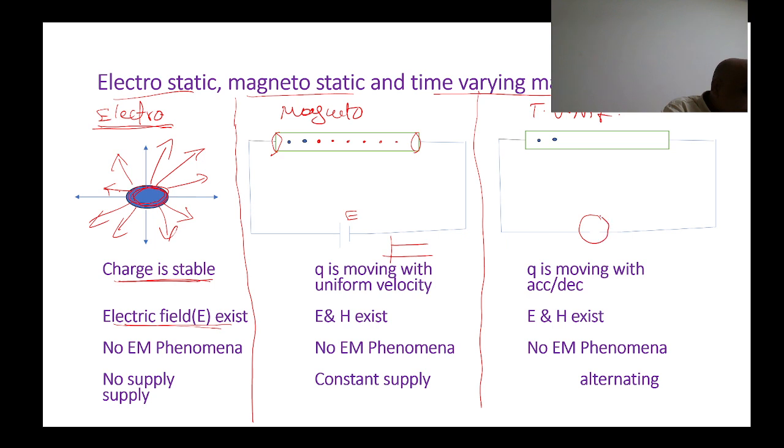But coming to the time varying magnetic field, which type of supply can we apply? Here it is AC. AC means the applied field varies with respect to time. At t equals 0, the field is 0. At t equals 1, some field. At t equals 2, the applied field is maximum. So it varies with time.